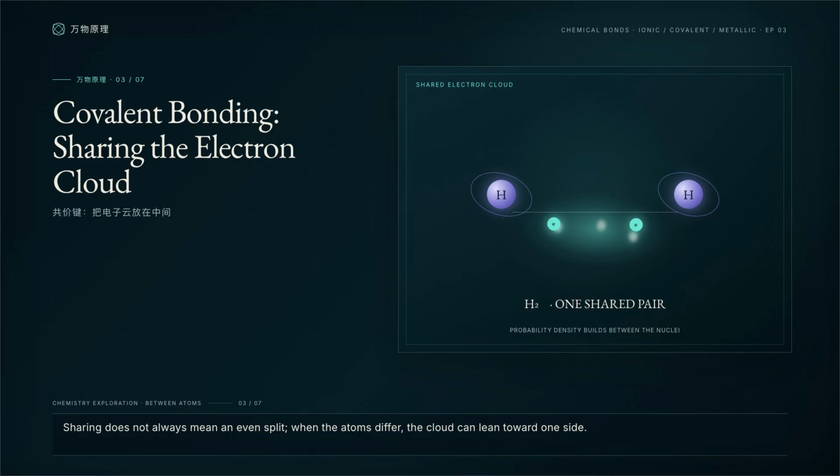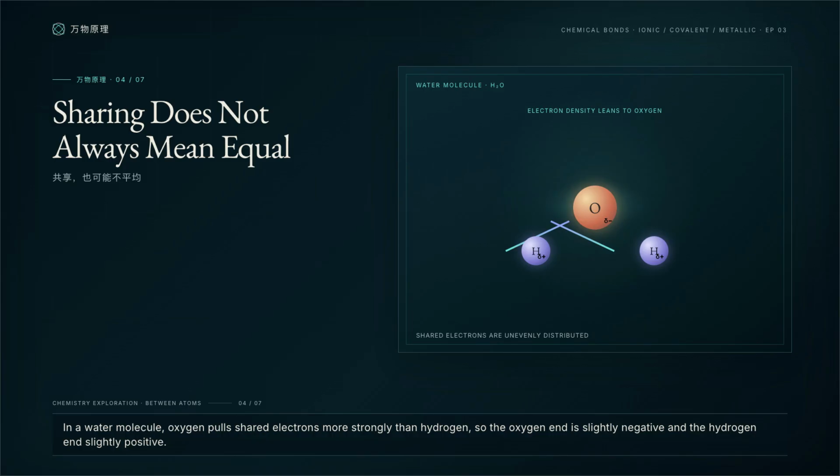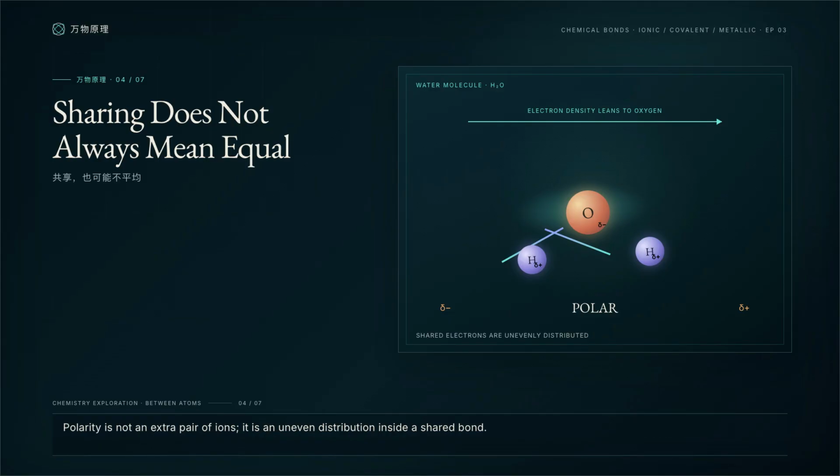Sharing does not always mean an even split. When the atoms differ, the cloud can lean toward one side. In a water molecule, oxygen pulls shared electrons more strongly than hydrogen, so the oxygen end is slightly negative and the hydrogen end slightly positive. Water therefore acts like a tiny electric dipole, and its direction affects how molecules arrange, dissolve, and attract one another. Polarity is not an extra pair of ions, it is an uneven distribution inside a shared bond.